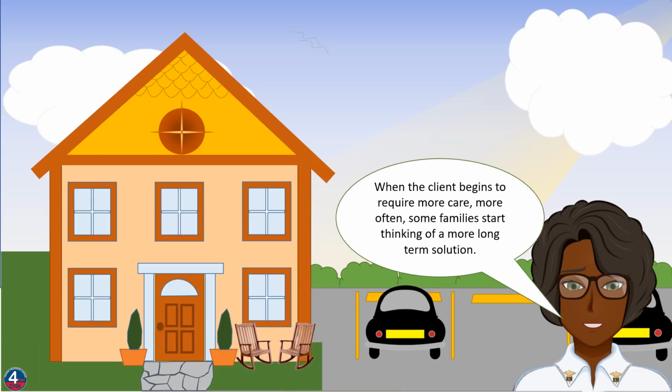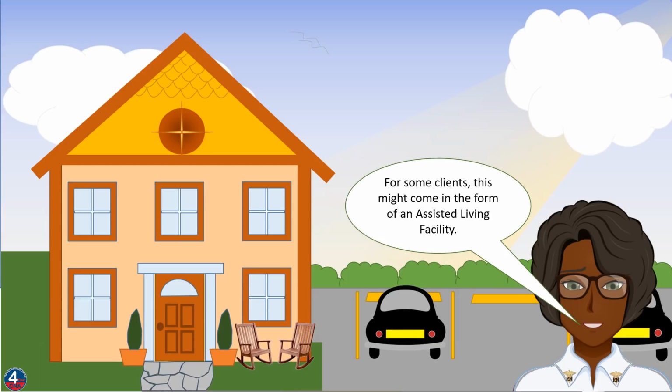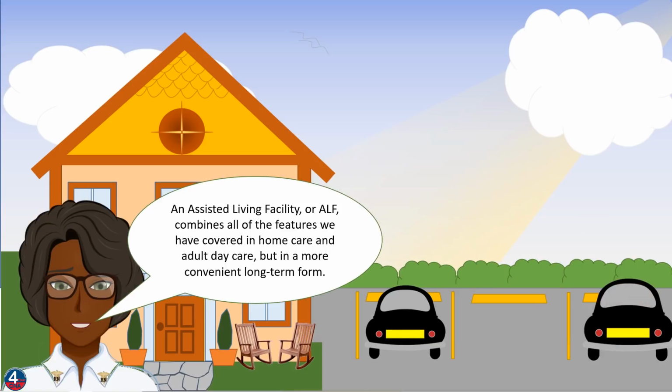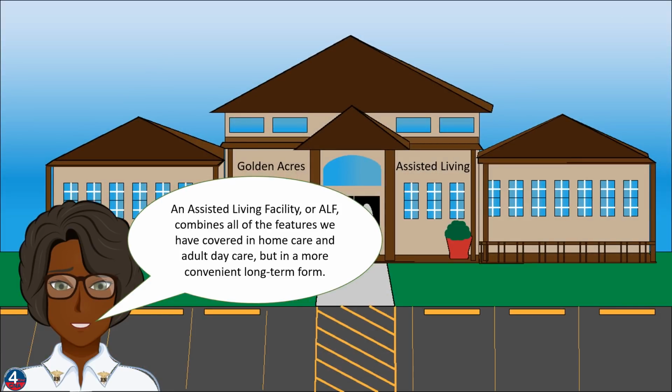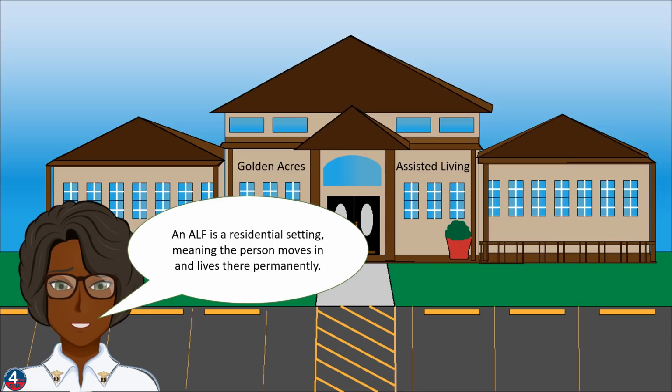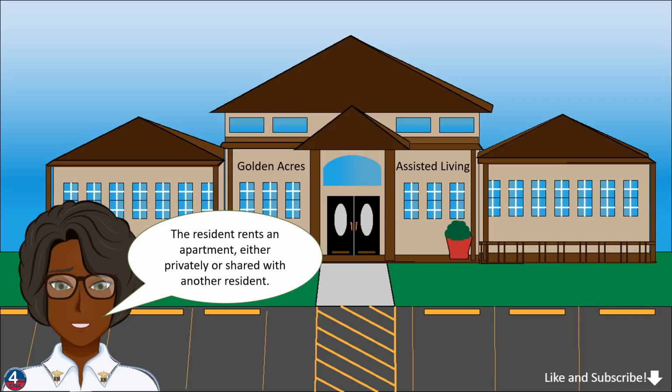When the client begins to require more care, more often, some families start thinking of a more long-term solution. For some clients, this might come in the form of an assisted living facility. An assisted living facility, or ALF, combines all of the features we have covered in home care and adult daycare, but in a more convenient long-term form. An ALF is a residential setting, meaning the person moves in and lives there permanently. The resident rents an apartment, either privately or shared with another resident.